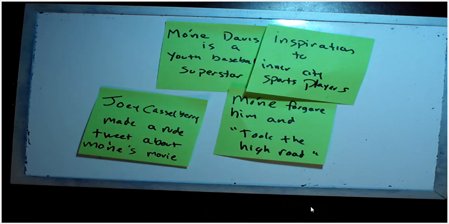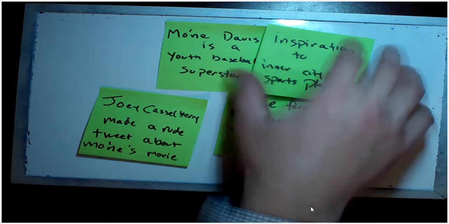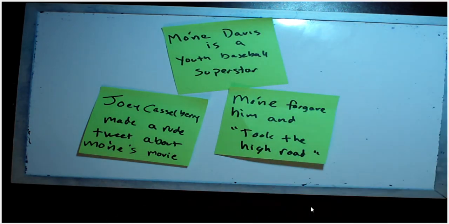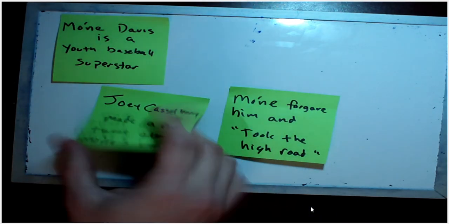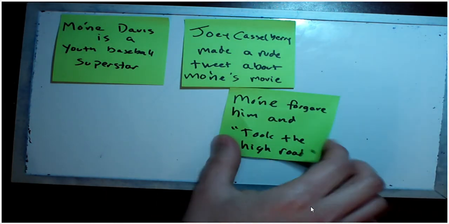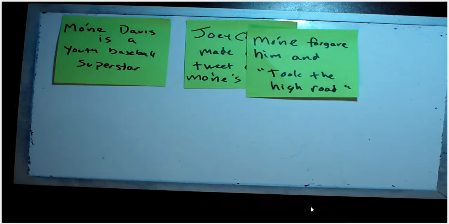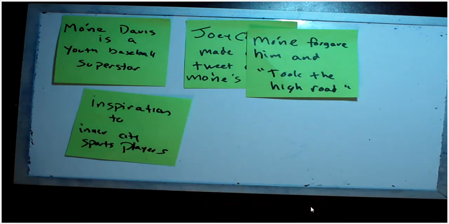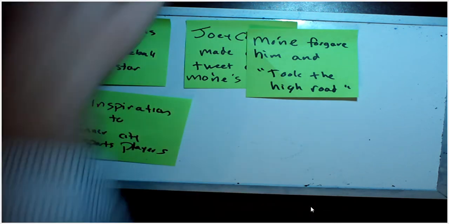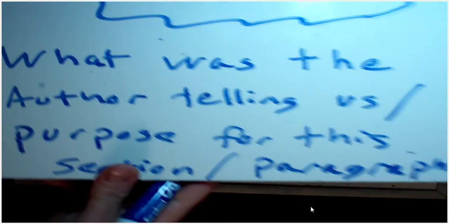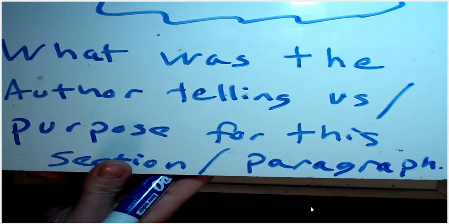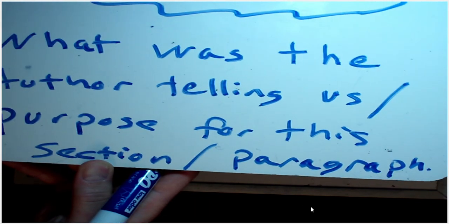So how do I make the connection of those big ideas? Let's think about all of these. So she's a superstar. She forgave Joey Castleberry. Put those two together. And she's an inspiration. So what could we say about Monet Davis as a person? And what was the author's purpose, really? The big idea of writing this section. So remember, what was the author telling us? What was his or her purpose for this section or this paragraph?